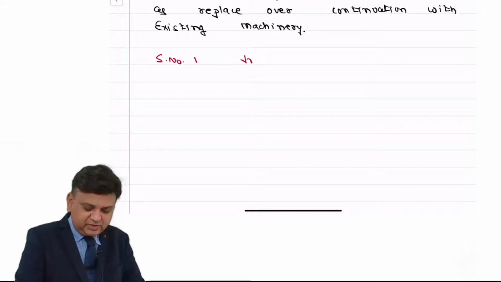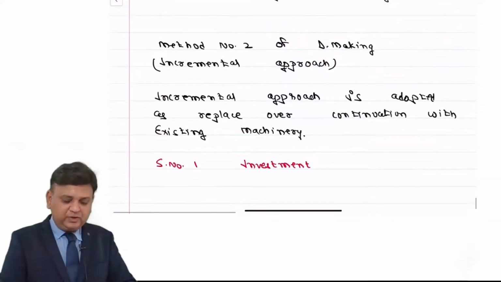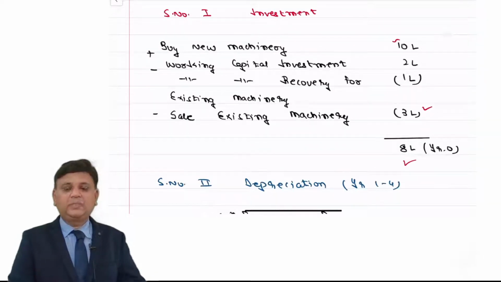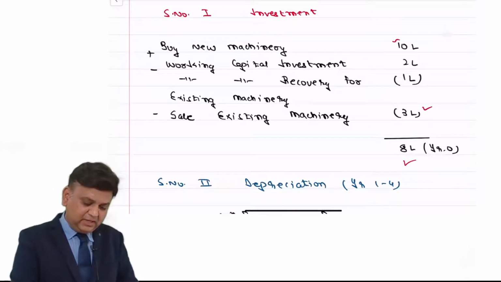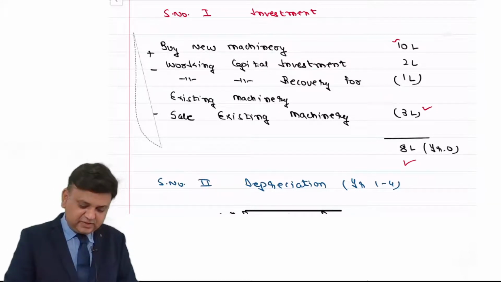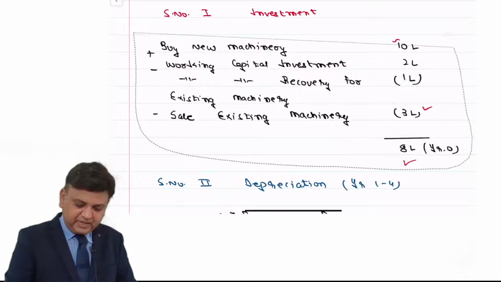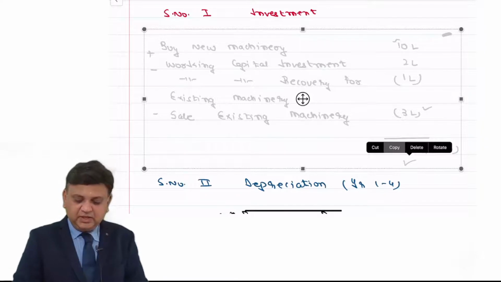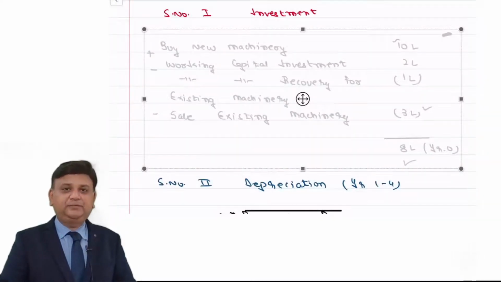Step number 1, investment. So we have to think like this. If at all we replace, then what happens over what would have happened otherwise if at all we would have continued with existing machinery. Dear students, if we take the decision of the replacement, then in that case step number 1, investment is going to remain same. That is, amount of the investment will be once again an amount of rupees 8 lakhs. That is what we understand.